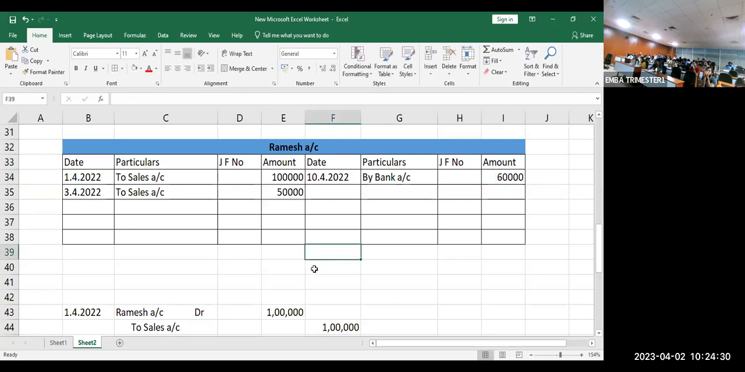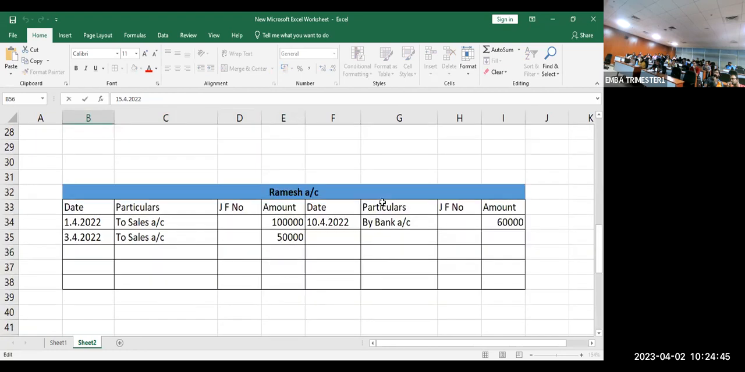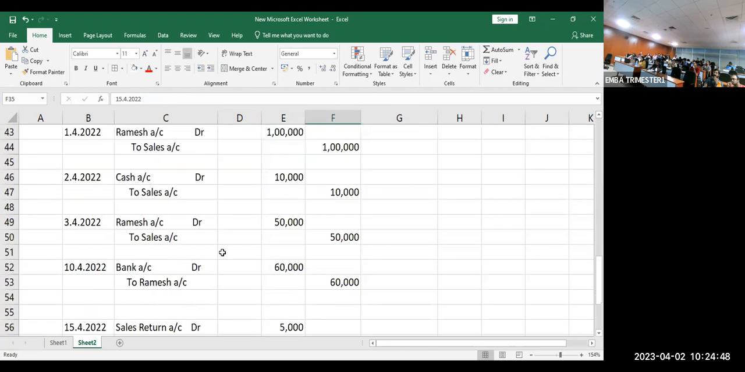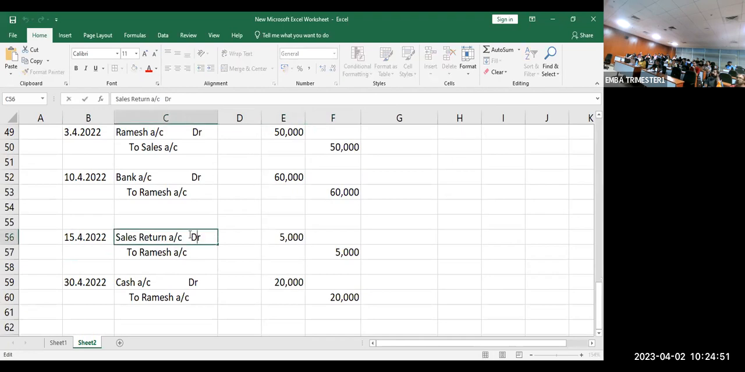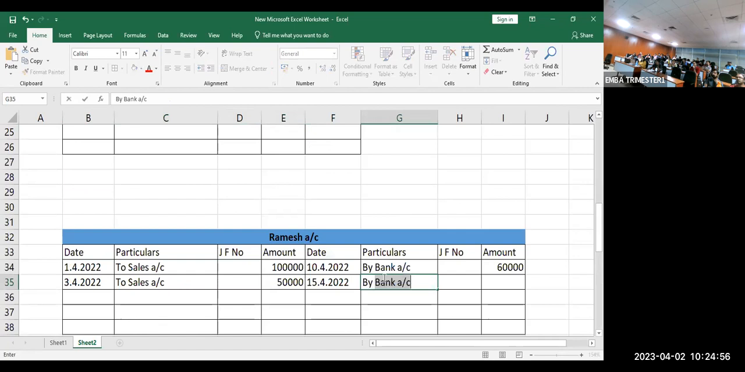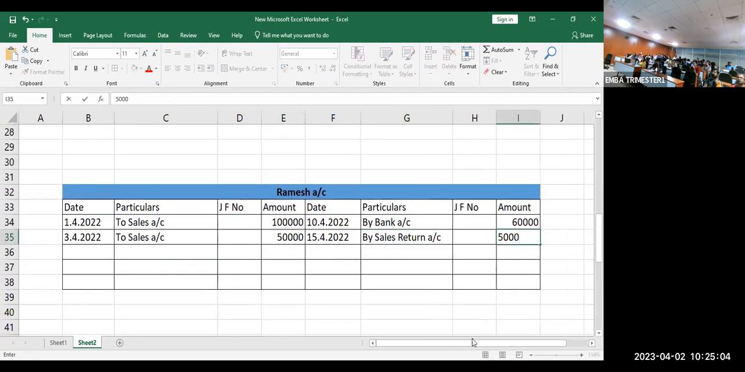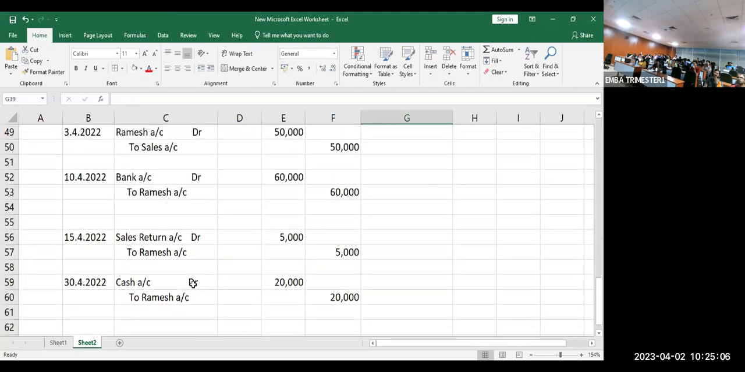60,000. What next? After 10th, 15th is there. Only Ramesh is there. I'm concerned about this. Otherwise, I skip it. So Ramesh is in which side? Credit side. So I'm writing this date on the credit side. Then what was Ramesh credited for? Ramesh was credited because of sales. I write it there, sales. How much was the amount? 5,000. 15th is done.